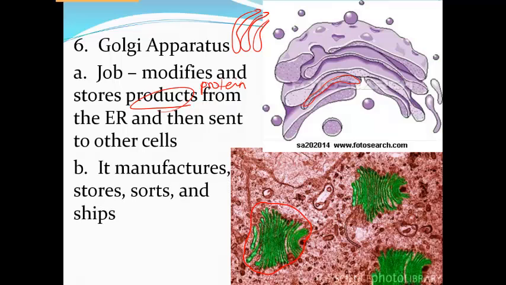I like to think of the Golgi apparatus as the post office. It is going to manufacture, sort, store, and ship material out. In this case, it does that with protein. So just like your post office will take your letters and sort them, it might store them to be delivered to your home or put into a post office box, and then it also will ship packages out. The Golgi apparatus does those same things, only with proteins.